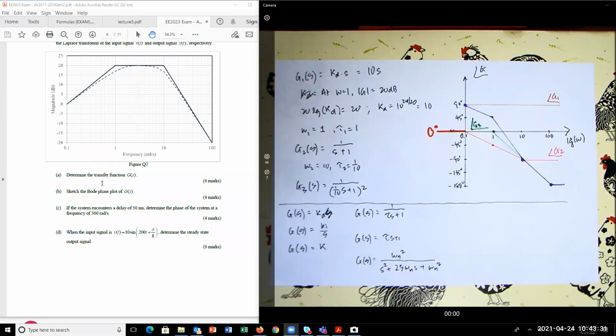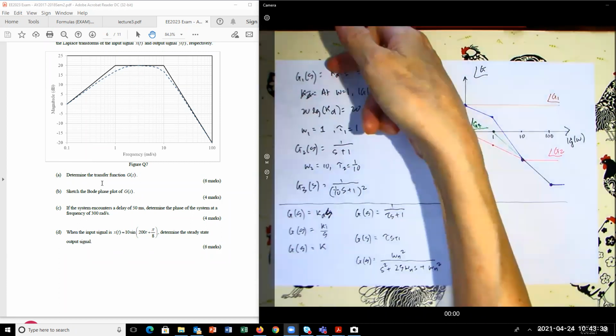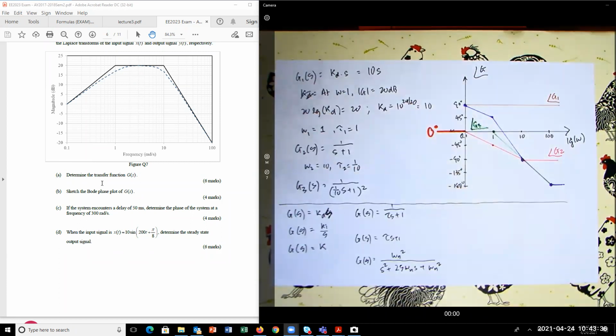I already determined the transfer function. You know G1, G2, and G3 already. G will be G1 times G2 times G3. That's all.